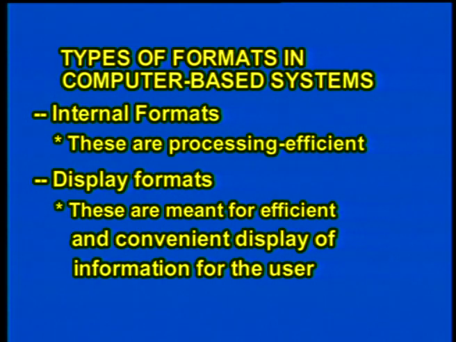Now, another important concept when it comes to computers is that when we talk of computer processing, we are talking of different types of formats in computer based systems. First and foremost, there are what are known as internal formats. When we say internal format, we are talking of a format chosen by a computer program or by a computer system. These internal formats are process efficient, that means they have been chosen so that the processing can be efficient. Then the next kind of format is the display format.